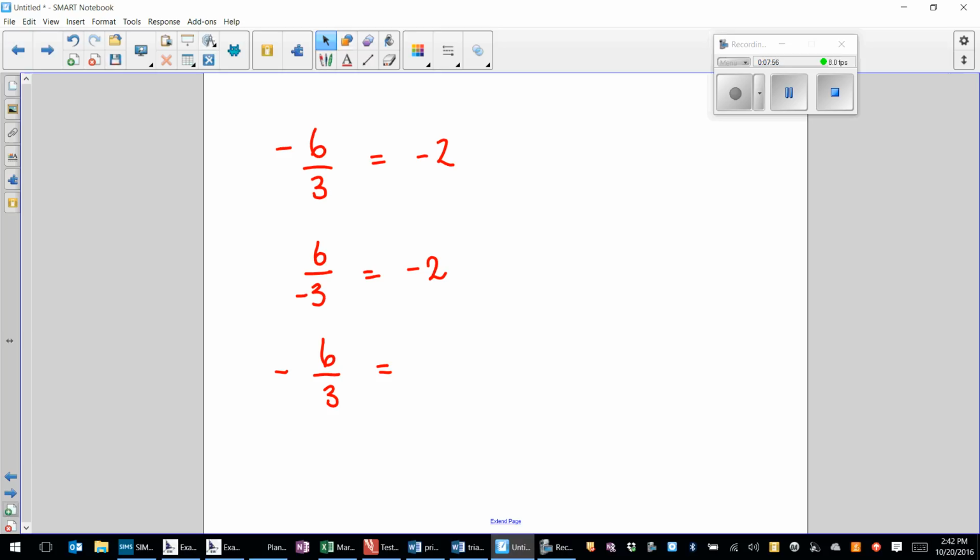Nope. 50-50. It's not 2, so it must be 6. Because you have to do the 6 divided by 3 and then you make it negative. Exactly. So you remember that brackets and things.